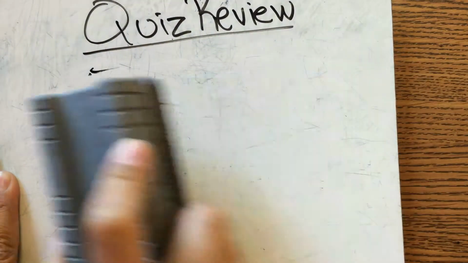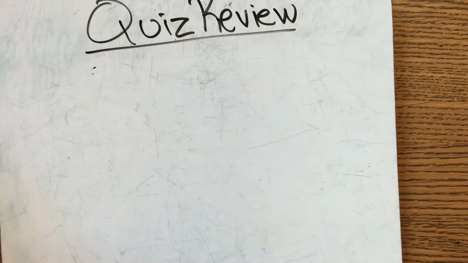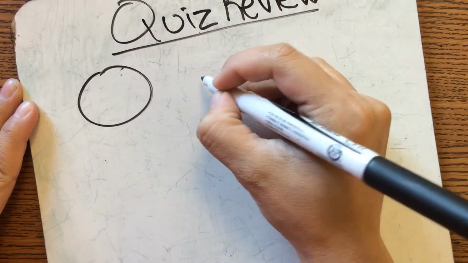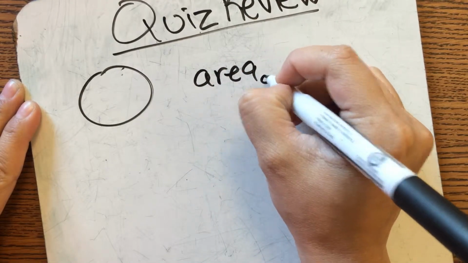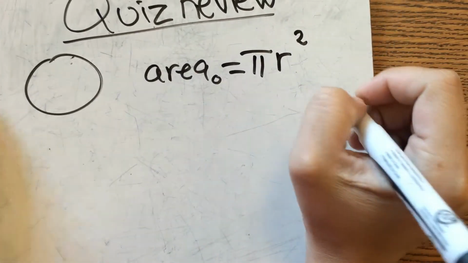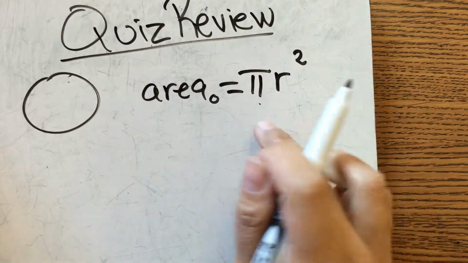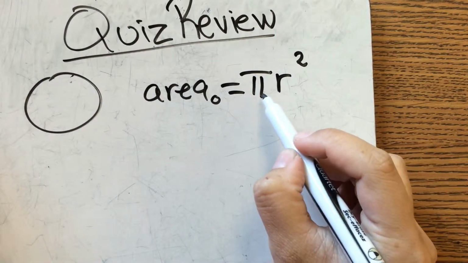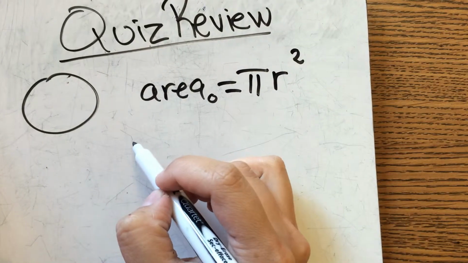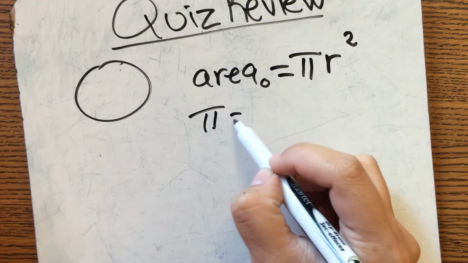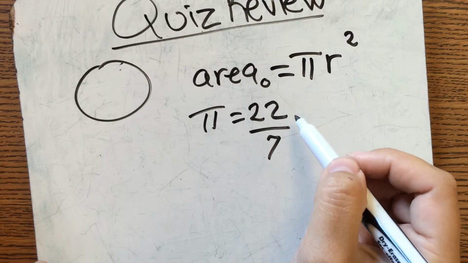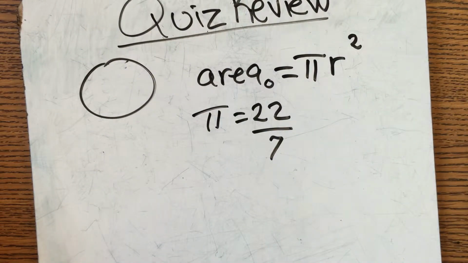Here's the next most common problem I saw with the quiz. The question about the area of a circle. The area of a circle is pi r squared. In the test, I asked you to use an approximation for pi that was not 3.14. I asked you to put pi equal to 22 over 7. A lot of you were confused when I did this. I'll explain it now.